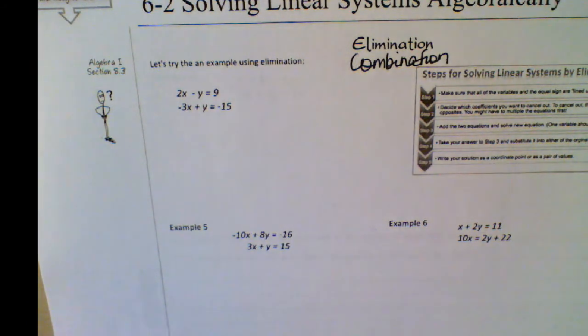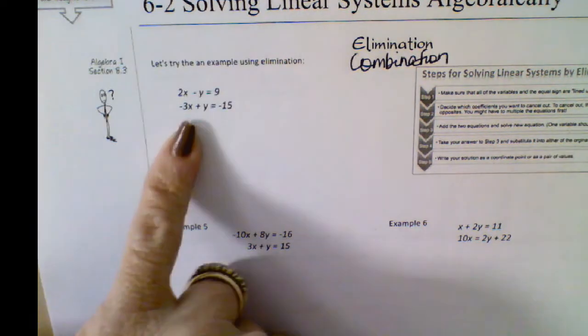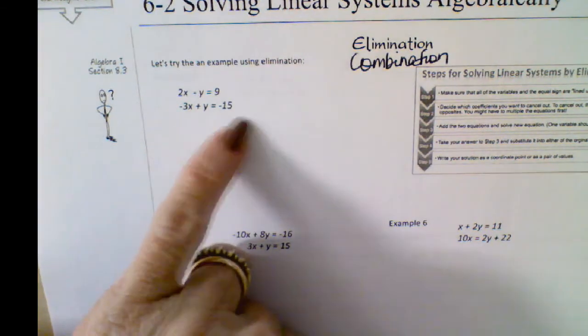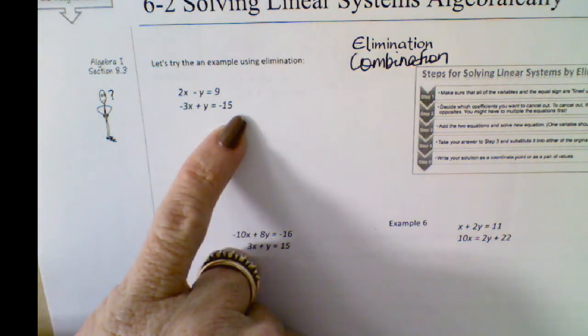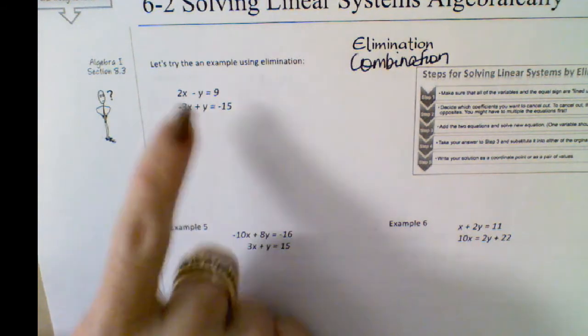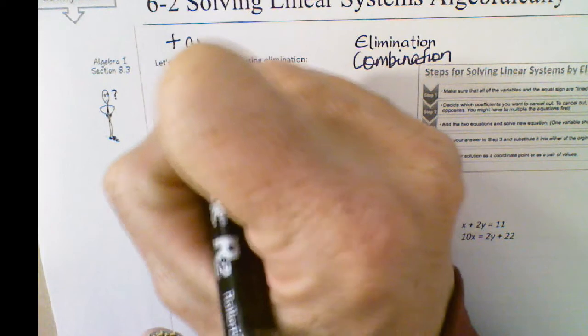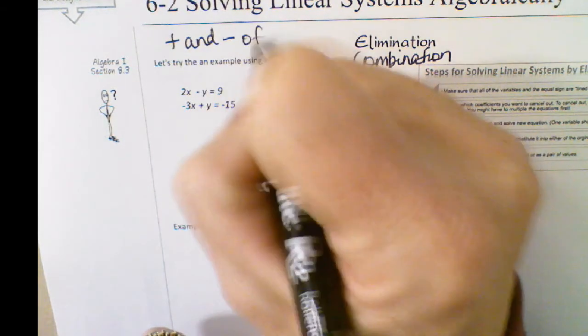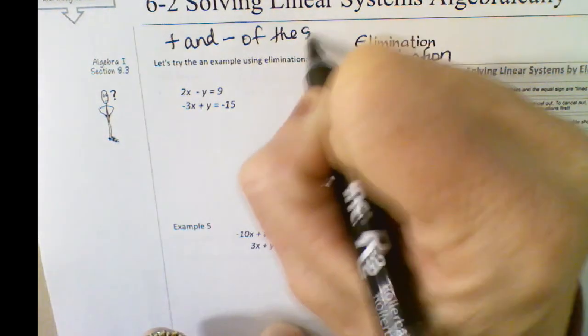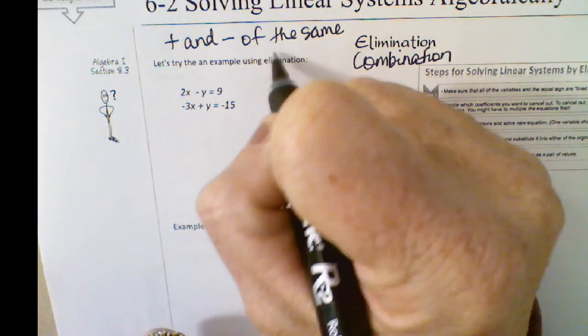So you're going to stack your equations so that you have your x's lined up, your y's lined up, and your constants lined up. Once you do that, the whole purpose is to eliminate one of those variables, which means you need to have positive and negative of the same term. Because then when you add those together, they will equal 0 and they will be eliminated.